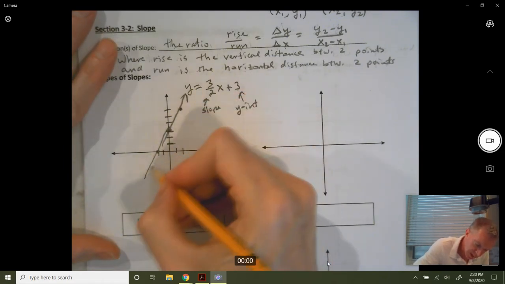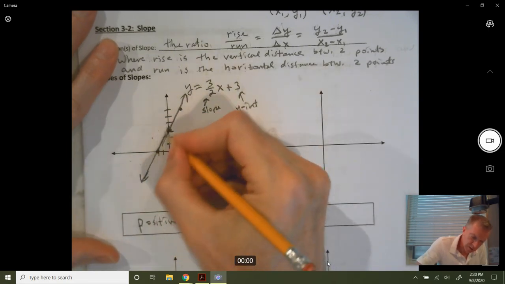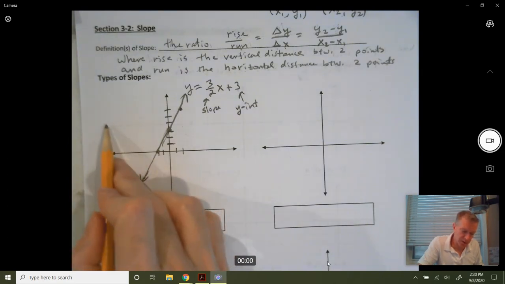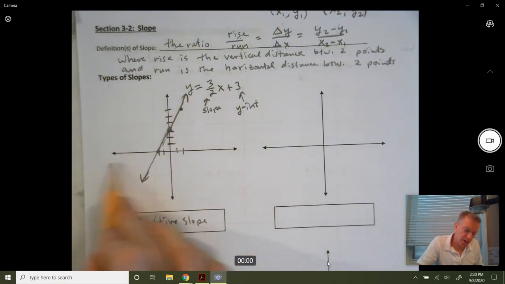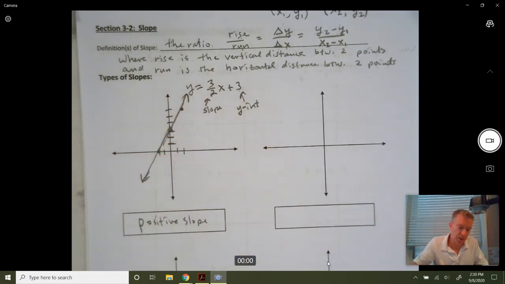You can think of positive slope as, if you're going left to right on your paper, kind of like the way you write on any piece of paper, you go from left to right. As you're going left to right, are you going uphill or are you going downhill? If the slope is positive, we should be going uphill.